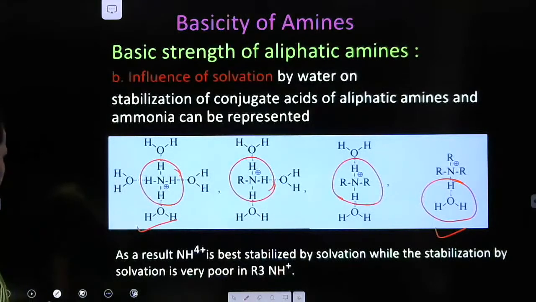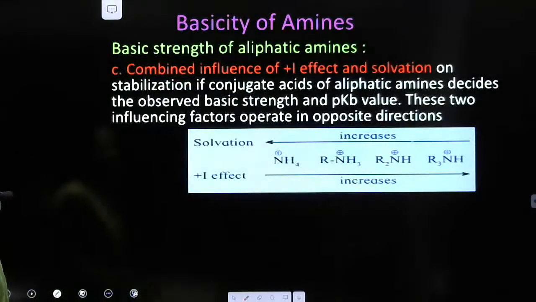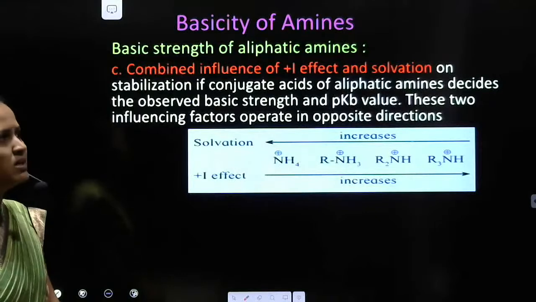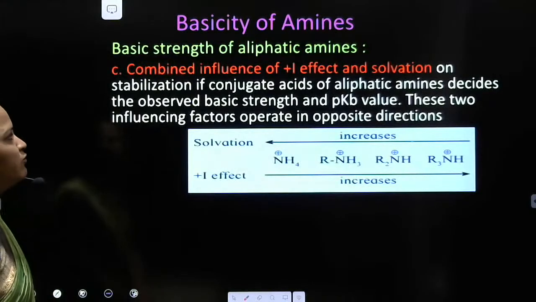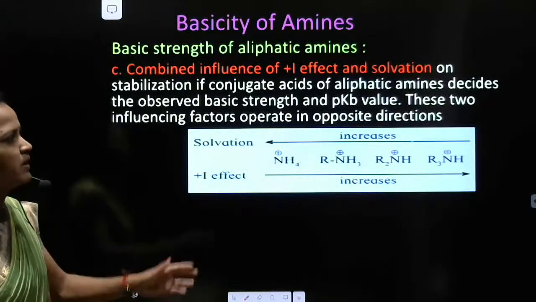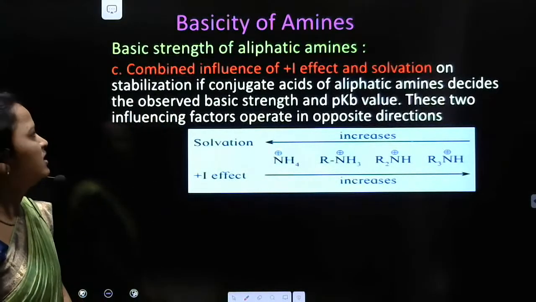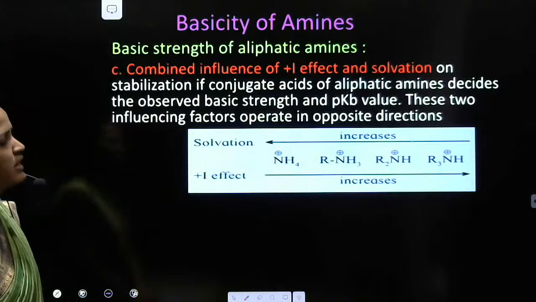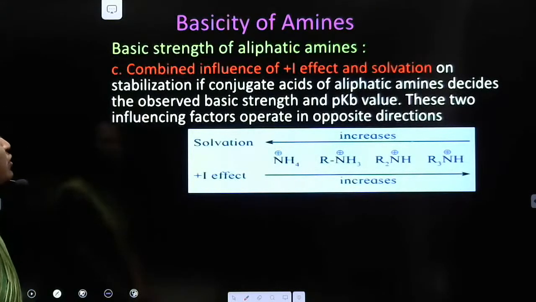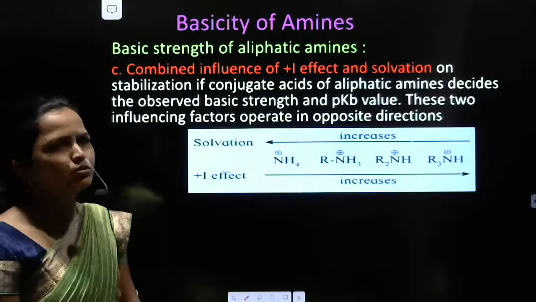Okay, so from those two effects we can say the combined influence of plus I effect and the influence of solvation is like that. Stabilization of conjugate acid of aliphatic amines decides the observed basic strength and pKb value. These two influencing factors operate in opposite directions.